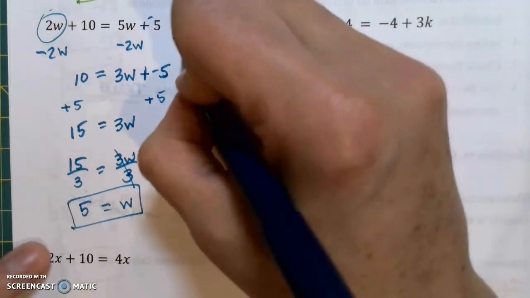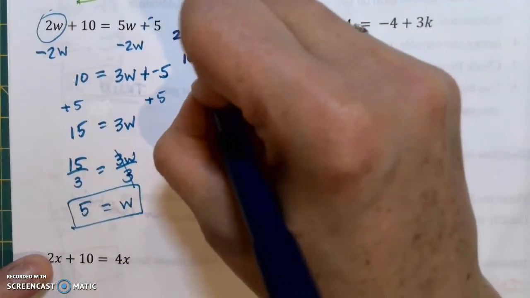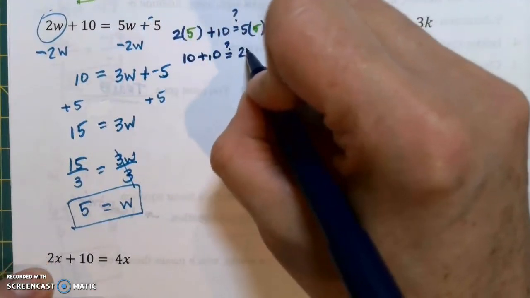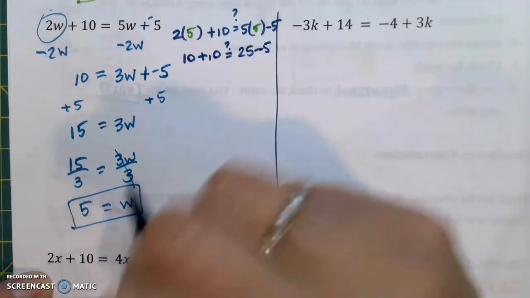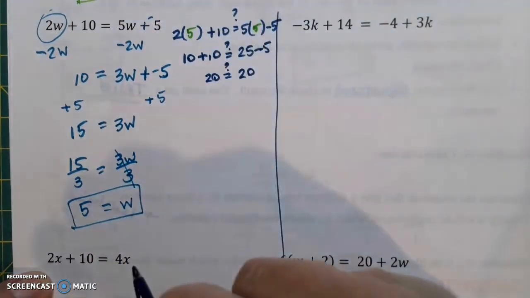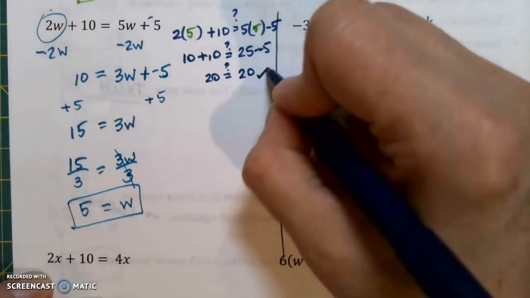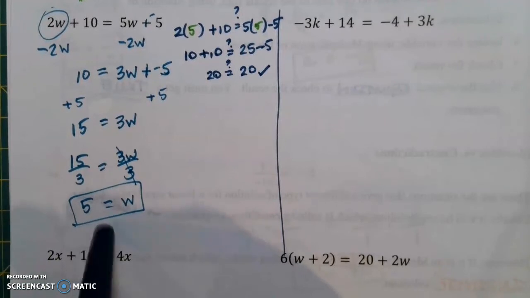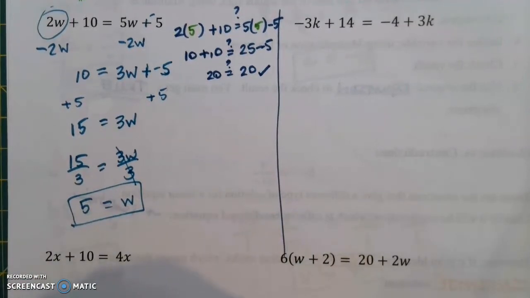So on the left, I'm going to get 10 plus 10. And I'm checking to see if this will be 25 minus 5. So we would have 20 and 20 on both sides. So that is a true statement. So I am good with that solution. It works in the original equation.